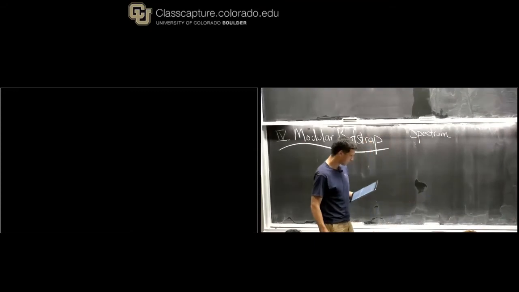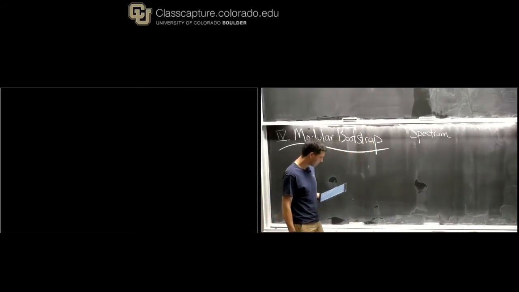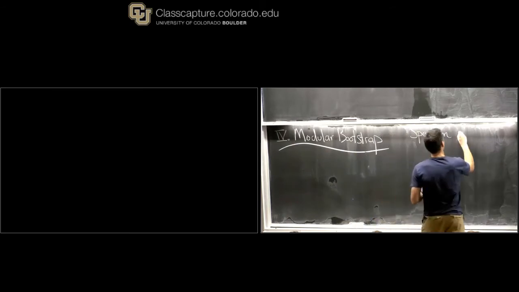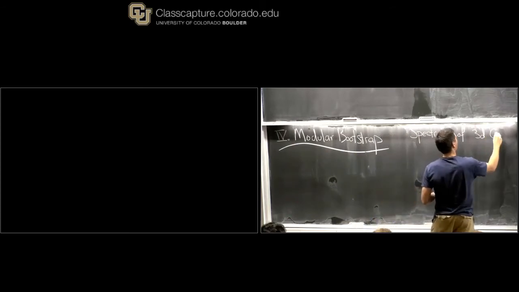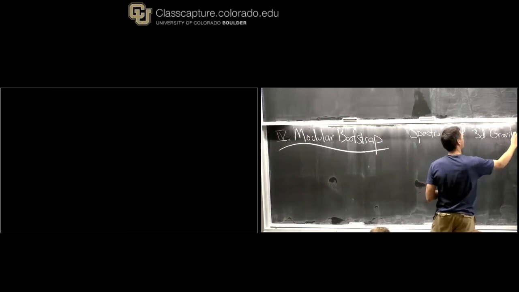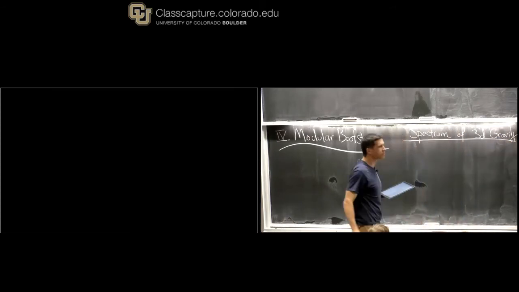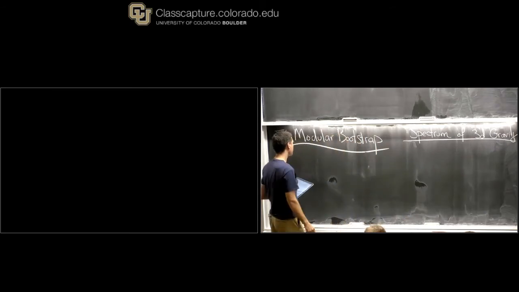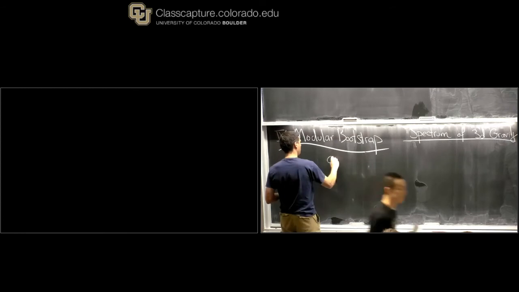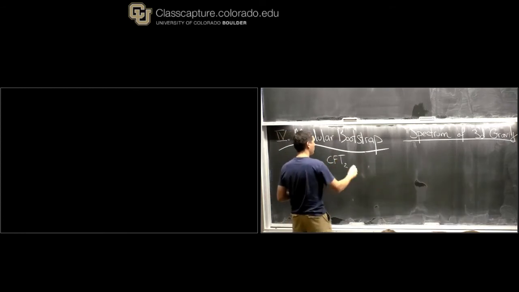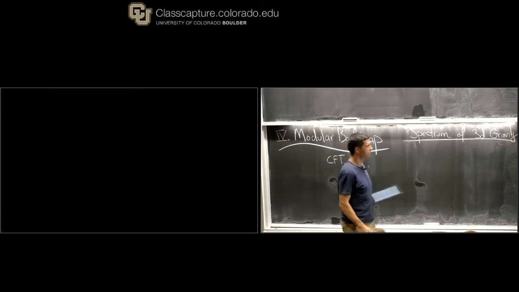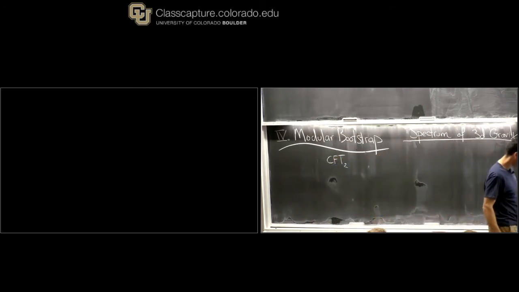Okay, we're going to change gears a little bit today and talk about the spectrum of gravity and of conformal field theory, which is something we learn about by studying the finite temperature partition function. And I'm going to start just by telling you some things that we know about the spectrum of 3D gravity. And actually, everything that I say today will be CFT2 or AdS3. So at this point, I'm restricting to two-dimensional conformal field theories.